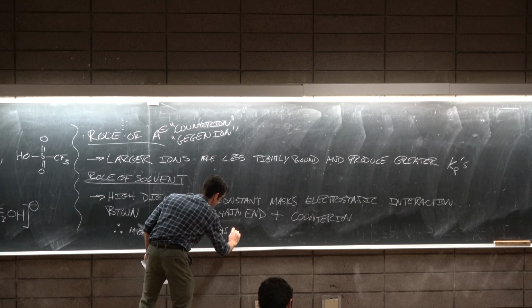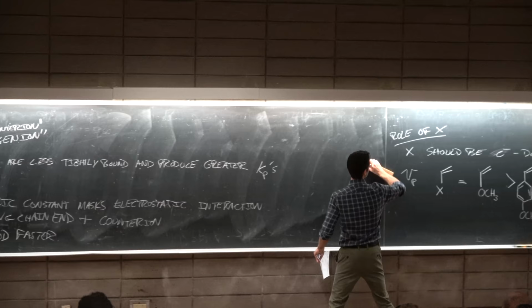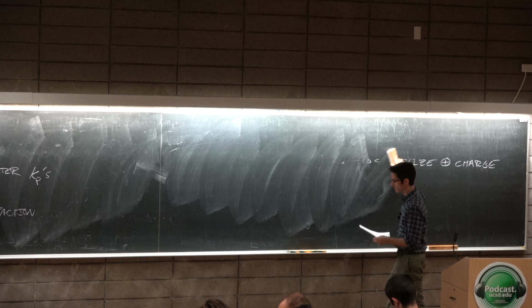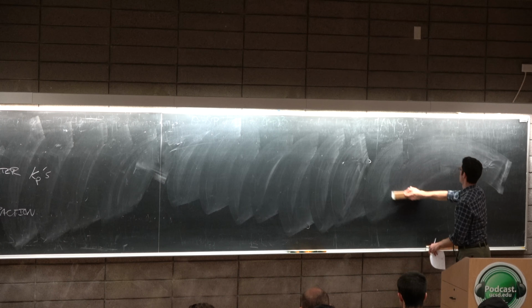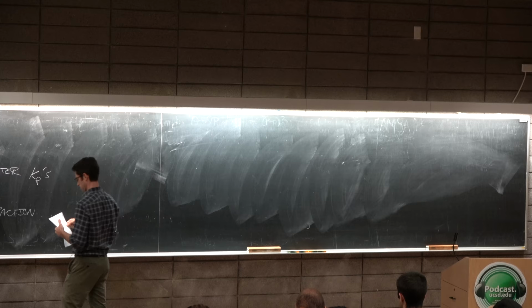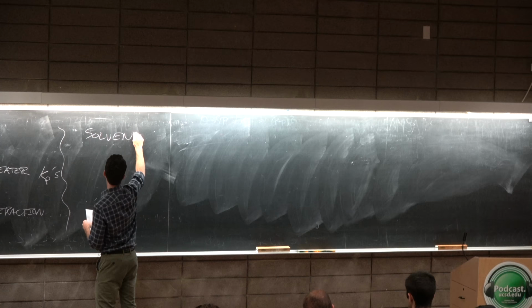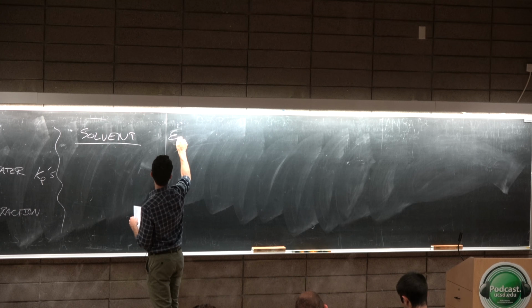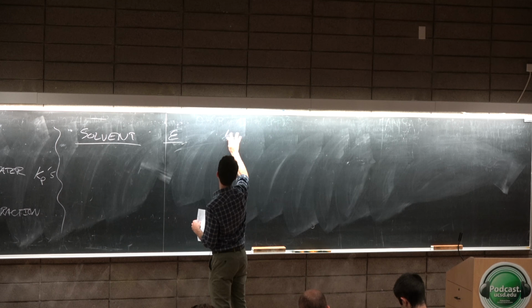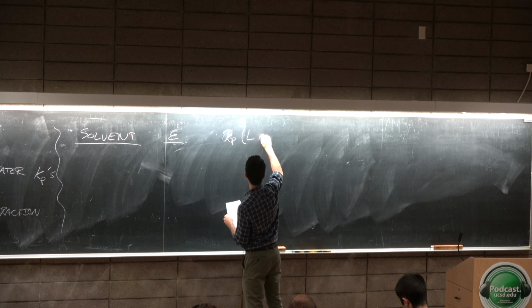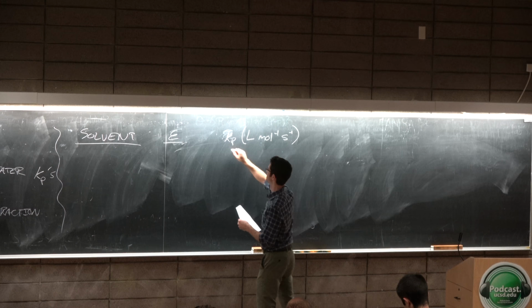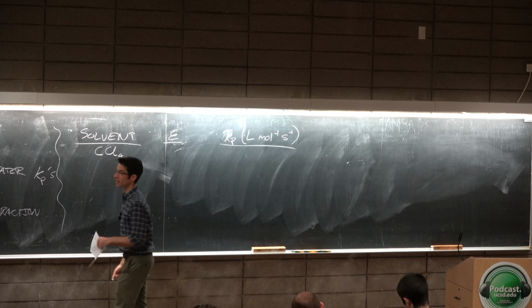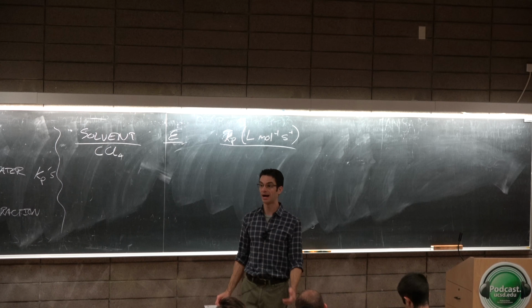Let's look at an example where we precisely tune the dielectric constant of the solvent, and let's see what happens to the reaction rate constant. So let's look at the solvent, the dielectric constant, and the reaction rate constant, Kp, in units of liters per mole per second. And if we start with carbon tetrachloride, polar or not polar? Not polar, so high or low dielectric constant?